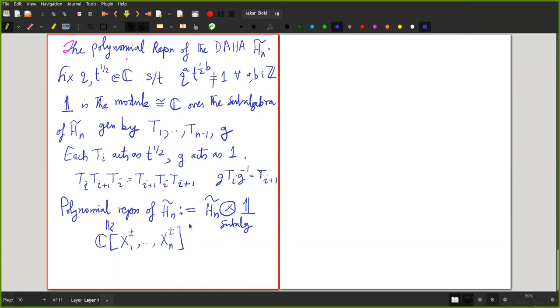Sorry, quick question, Raghavan. When you say plus minus, do you mean plus minus one? Is it Laurent, or is it 2n variables? Yeah, that's what I mean.